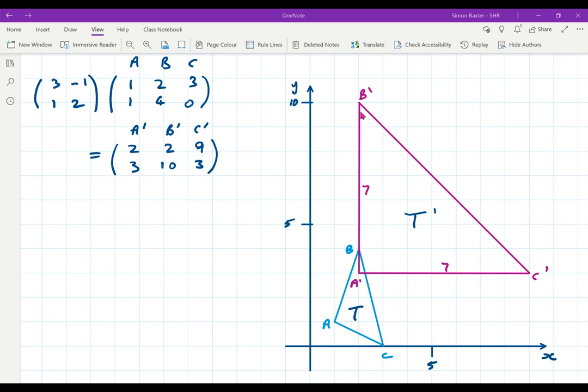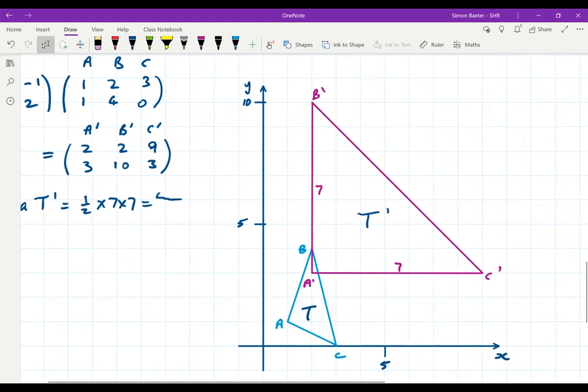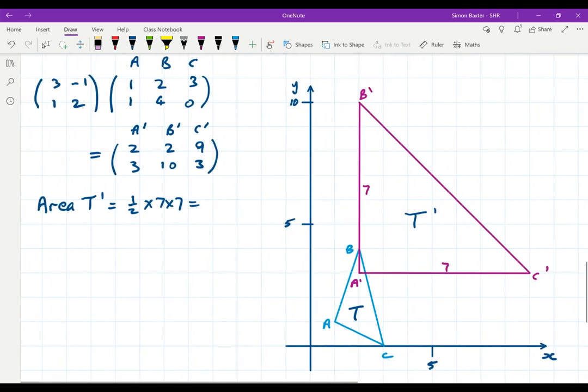But if we look at the triangle T dashed, we see that it is a nice, happy, right-angled triangle, and we know that the length of that one is 7. It goes from (2, 3) across to (9, 3), and this goes from (2, 3) up to (2, 10). So both of those lengths are 7. So the area of T dashed is a half times 7 times 7, which is 49 over 2.